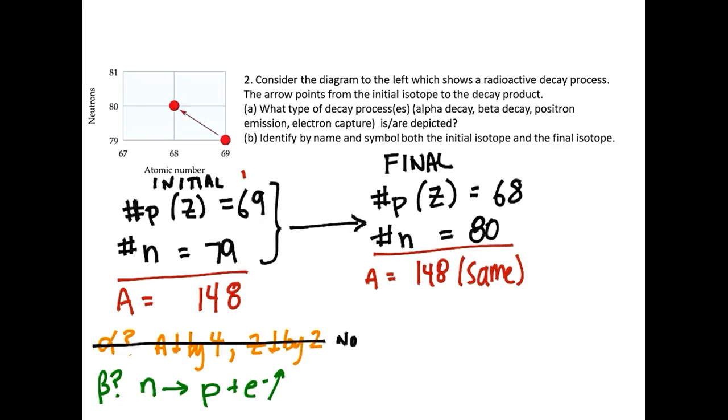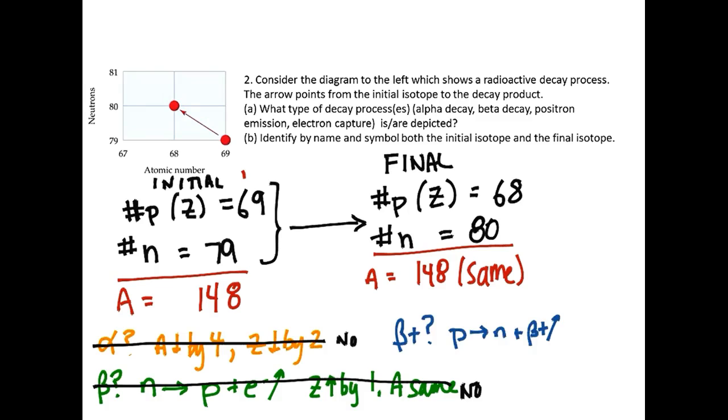Is it beta decay? Beta decay has a neutron being converted into a proton and it ejects a beta particle or an electron. And if this were the case, then the atomic number would go up by 1 and the mass number would stay the same. That is not what's happening because the atomic number is going down by 1, so this can't be the answer either. The other 2 possibilities are positron emission.